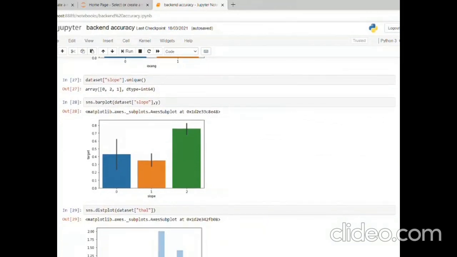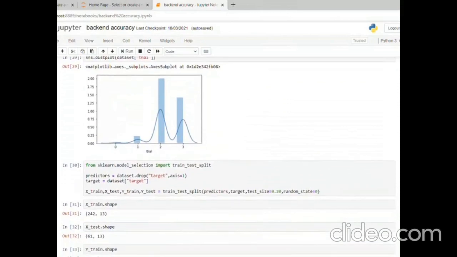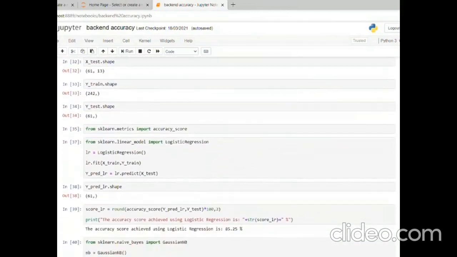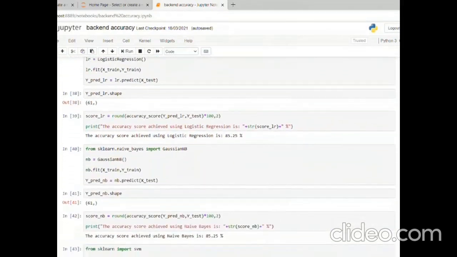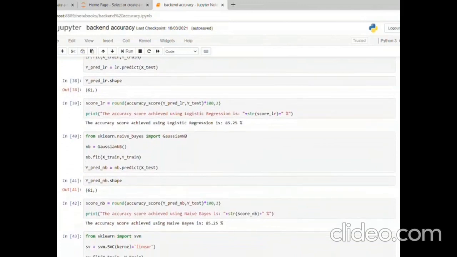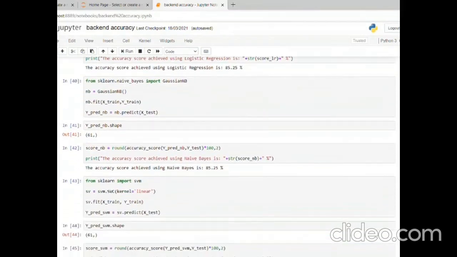And we can easily say that people having slope 2 have much more heart problems as compared to slope 0 and slope 1. And here we have used different types of machine learning algorithms. The first one we have used is logistic regression, and the accuracy score achieved using logistic regression is 85.25%. Next, we have used the Naive Bayes algorithm. Here, the accuracy score achieved using Naive Bayes is 85.25%.